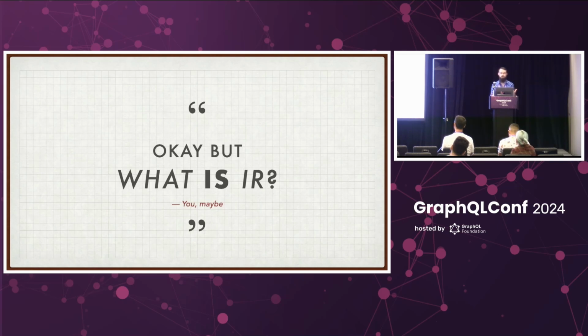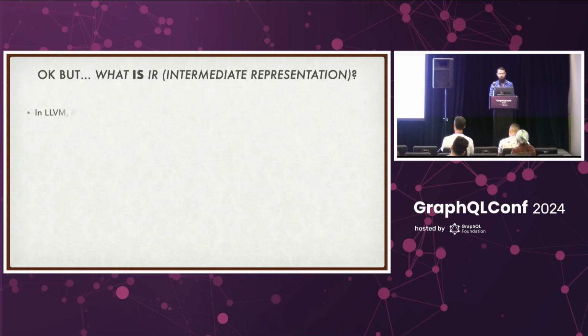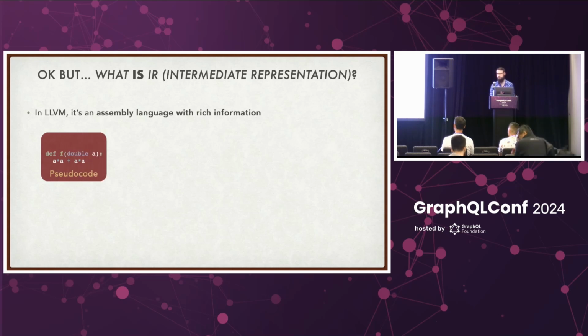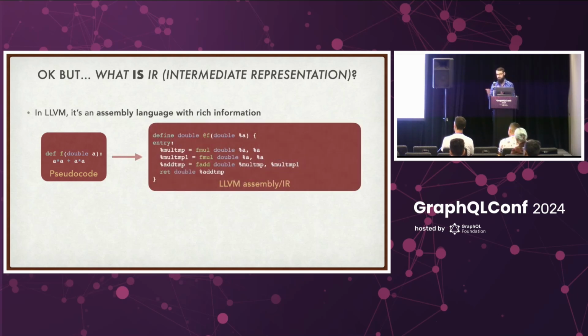So hopefully by now you can see at least some of the advantages compilers get by using an intermediate representation, but you might be asking, what is it actually? So let's make it a little bit more concrete. In LLVM, it's actually an assembly language with rich information attached. So if we have some programming language like this pseudocode, and we have a function f, we might generate some LLVM assembly, which is their intermediate representation, that looks something like this.